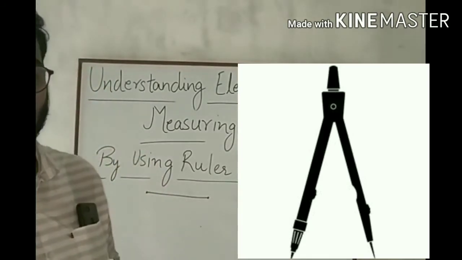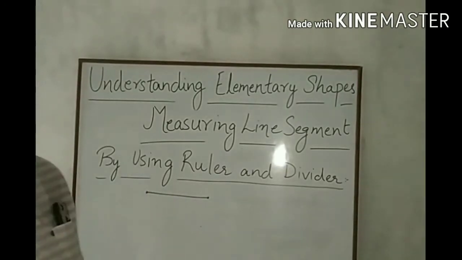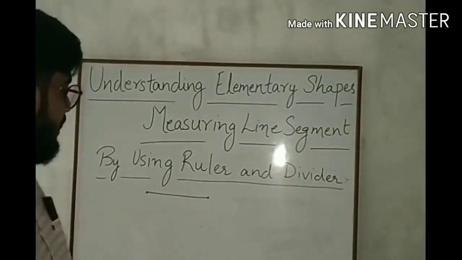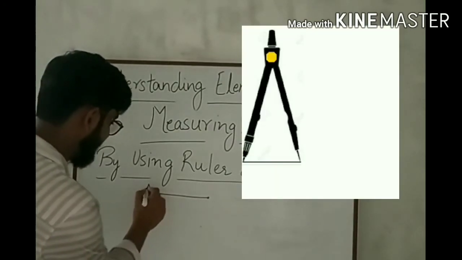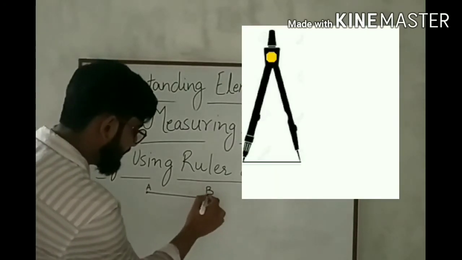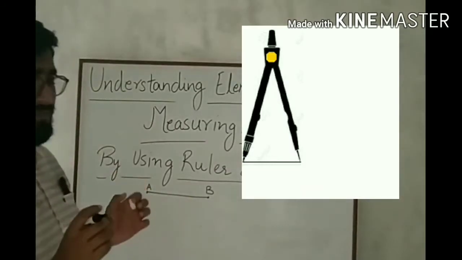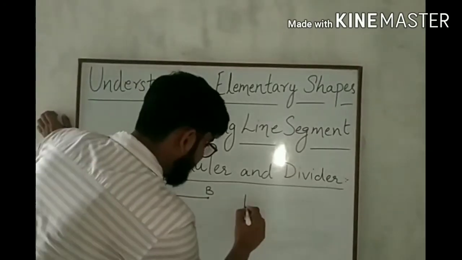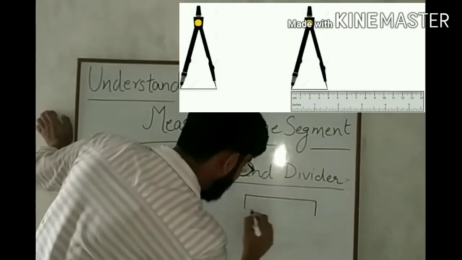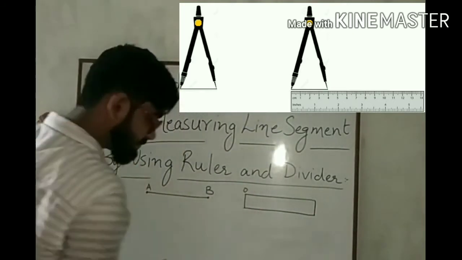So what you have to do to measure with a divider: suppose this is the line segment which you have to measure with the divider. Then you will put one end of the divider at A and the other end of the divider at B. Now, without disturbing the divider, you will take the divider and suppose this is a ruler. Here it is 0.